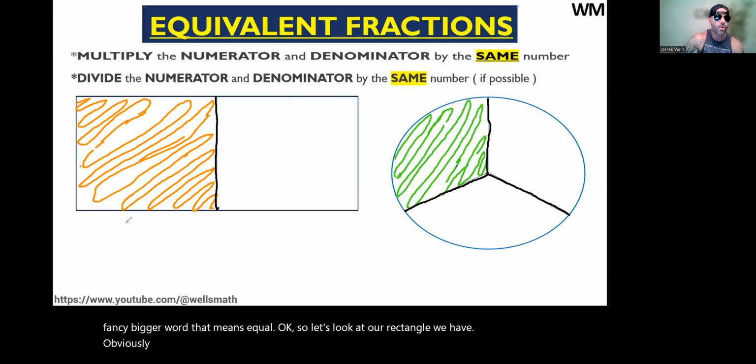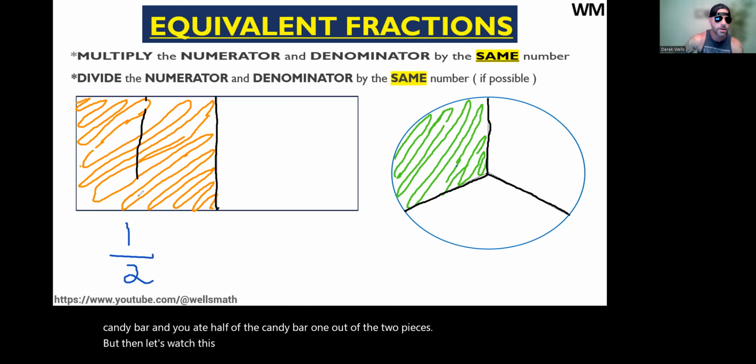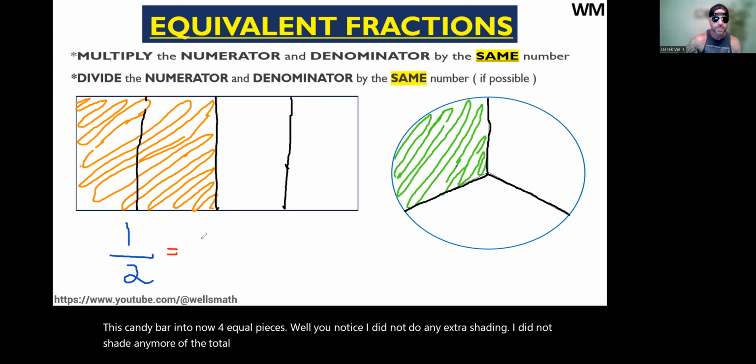Obviously, we can see that 1/2 of that rectangle is shaded in orange. Let's pretend that this is a candy bar and you ate half of the candy bar, one out of the two pieces. Then let's watch this. I'm going to split up this candy bar into now 4 equal pieces. Well, you noticed I did not do any extra shading. I did not shade any more of the total rectangle in orange.